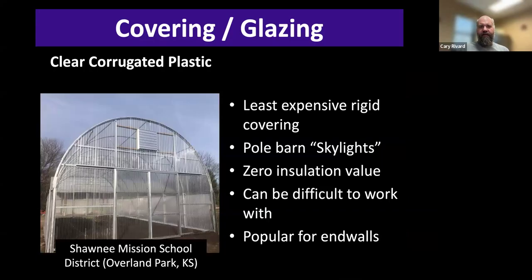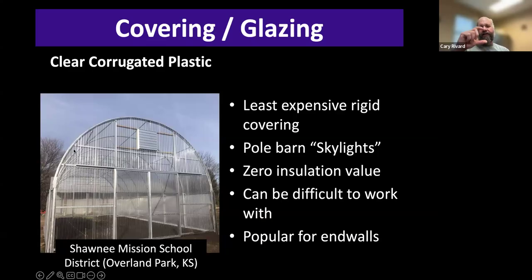What are some of the different glazing materials that we can use for the end wall? This is clear corrugated plastic. This is actually the same material we use on pole barns, like for skylights. It's just got that corrugation. This stuff is a little bit more difficult to work with because it's kind of hard to cut compared to twin wall polycarb, but it's much less expensive. And so a lot of people utilize these for high tunnels. A lot of the greenhouse companies will sell these for high tunnels, and they work just fine.